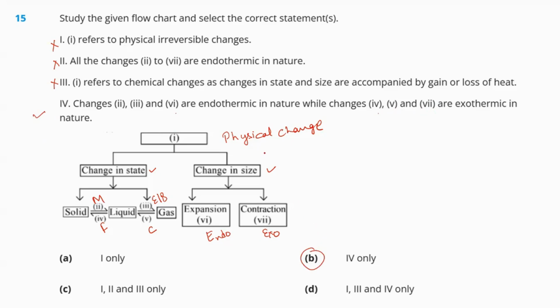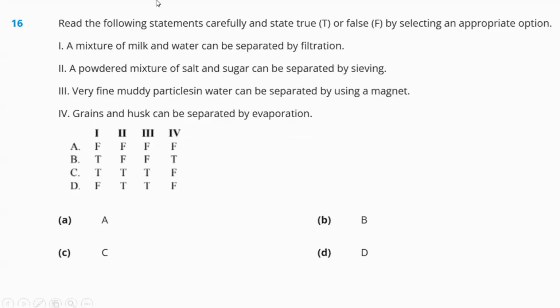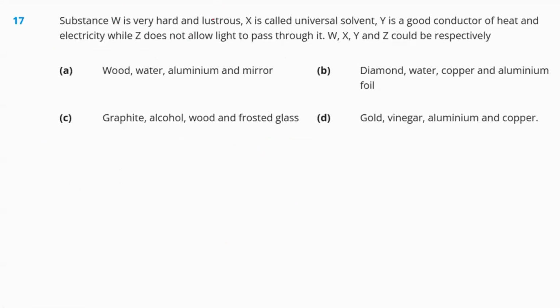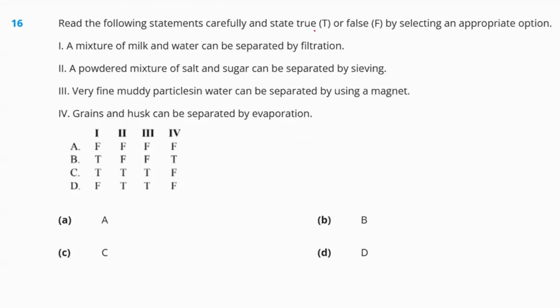Next question number 16. Question number 16 says, read the following statements carefully and state true or false by selecting an appropriate option. Mixture of milk and water can be separated by filtration. No. A powder mixture of salt and sugar can be separated by sieving. No. Very fine muddy particles in water can be separated by a magnet. False. Grains and husk can be separated by evaporation. No. So our option would be option A.